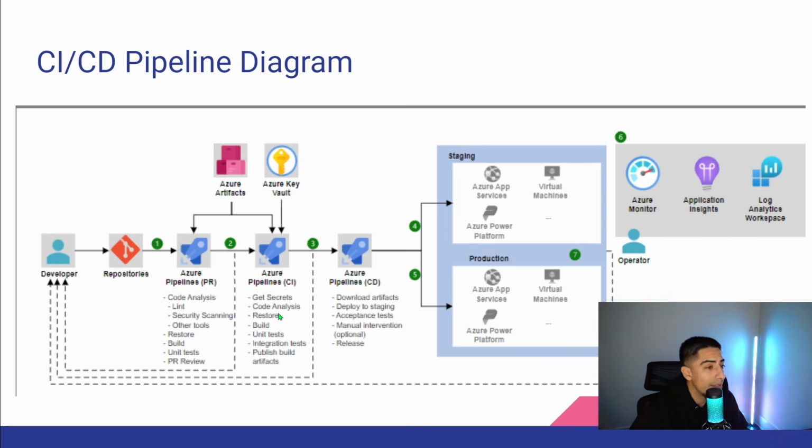So right here, you can kind of see the steps in your CI, which is you're going to get any secrets that you need for connecting and stuff like that. You're going to restore all your packages, get your project ready. You're going to try and do a build. Then you're going to run all your tests. And if all of that works, then you can successfully build the project. And now you're going to create an artifact.